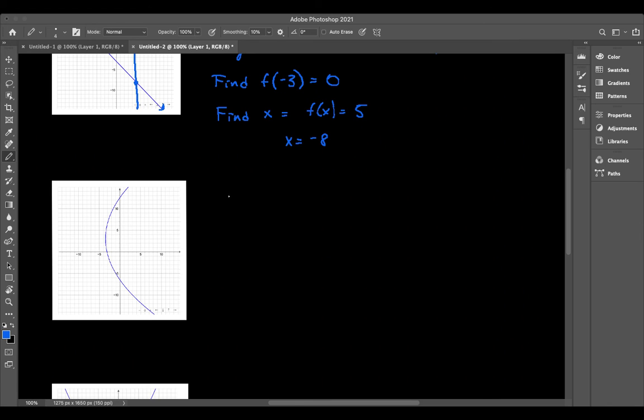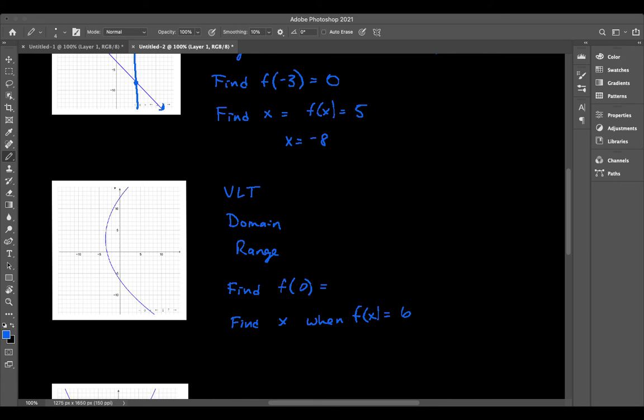Okay, so let's do the next one. Vertical line test, domain and range, and then find when f is 0. And then find x when f of x equals, let's see, see if I could find a good point here to do. Let's do 6.